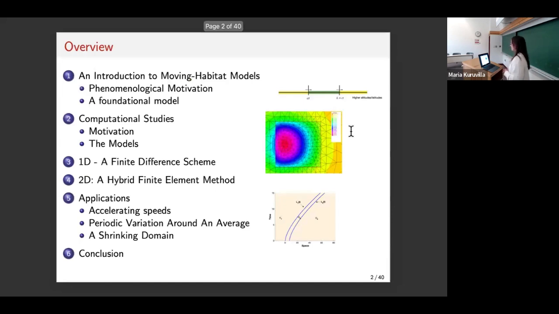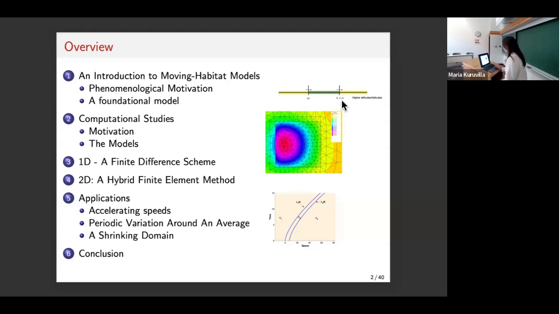Let's start. Just to give you an idea of what I'll be talking about, I'm going to run you through the overview first. I'm going to start with an introduction to what moving habitat models are, what they're motivated by, and what they're for, particularly starting with foundational models. So just to give you a quick idea, we have a suitable habitat bounded by temperature isoclines, which are shifting in space. And the foundational model lets the points of these isoclines be ct and L plus ct.